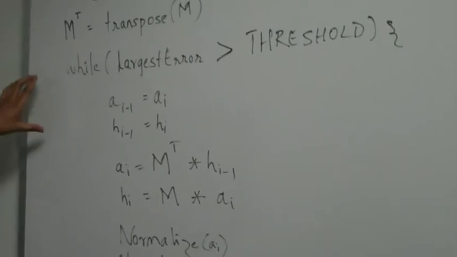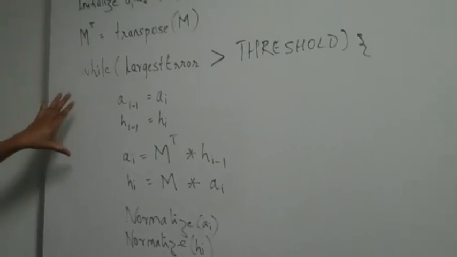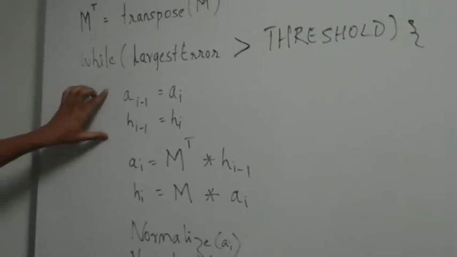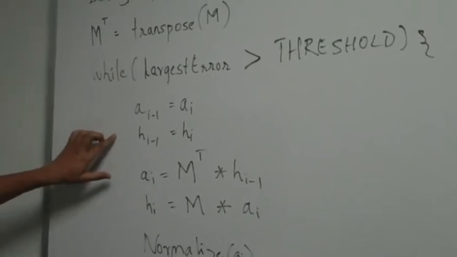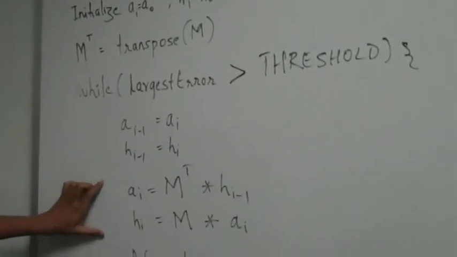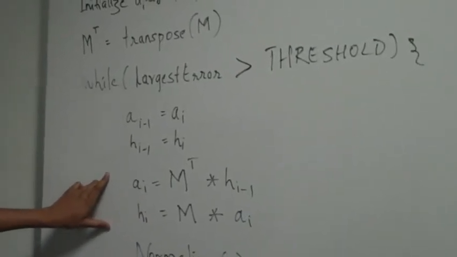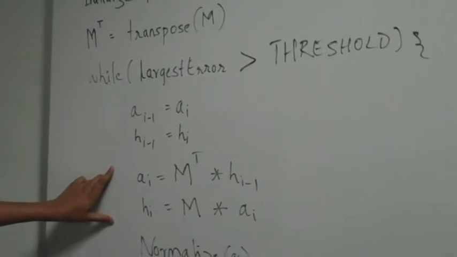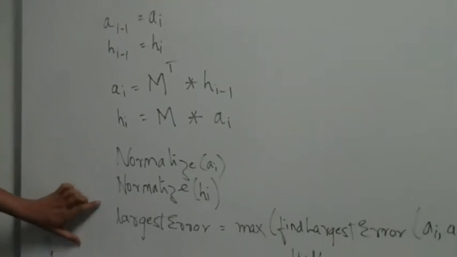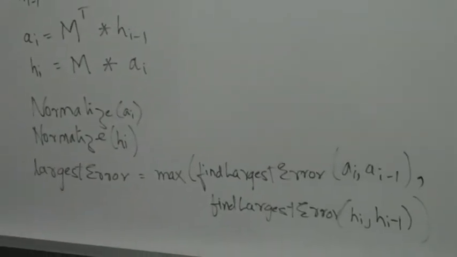You have to check if the largest error, I'll get to what the largest error means, is greater than whatever your threshold value is. Then you store the previous authority values and previous hub values for all the nodes that are in your M, and then update it to the current authority and hub values using this formula, which is picked from these slides. And then you normalize each of them separately, and then compute the largest error, and then you keep looping.